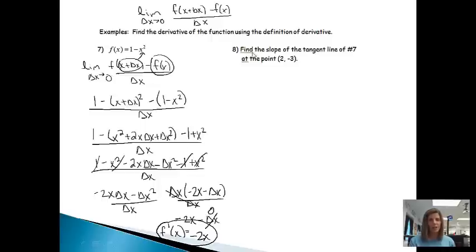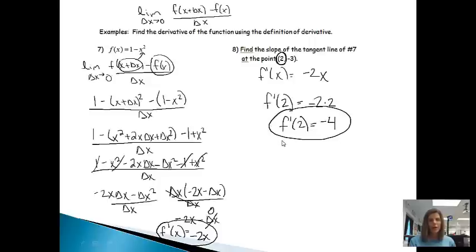So that's the general curve that the derivative is going to follow, no matter at what point. In example 8, it says to find the slope of the tangent line of number 7 at the point 2, negative 3. If we know that the derivative is equal to negative 2x, and we want the derivative when x equals 2, all you need to do is plug in 2 for your x's. So negative 2 times 2. The derivative at x equals 2 is equal to negative 4.